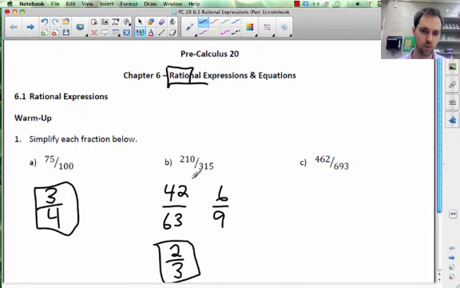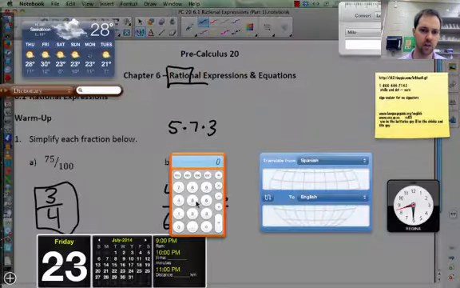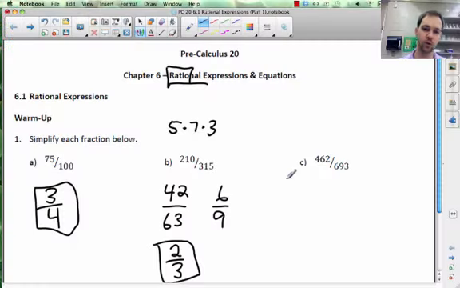Okay? And of course, 105 would have been the biggest factor you could have removed right from the start, which is the product of all three factors that we removed. 5 times 7 times 3 equals 105, of course. So there you go.